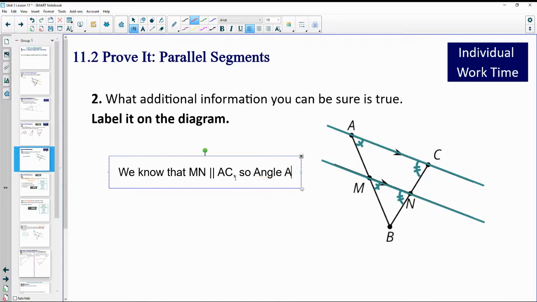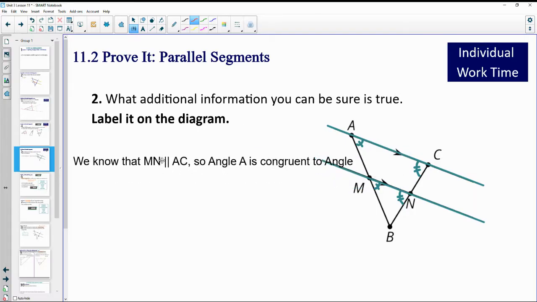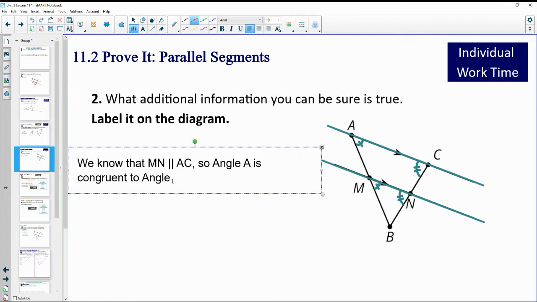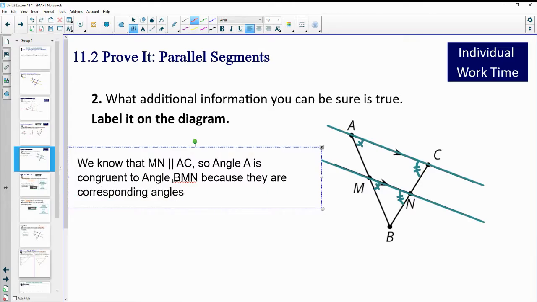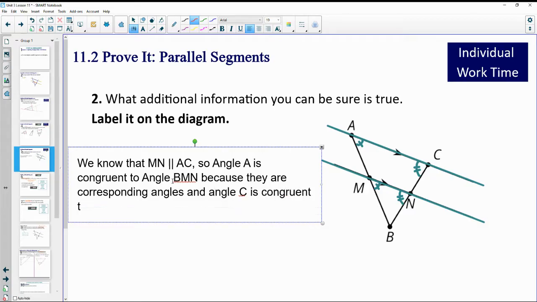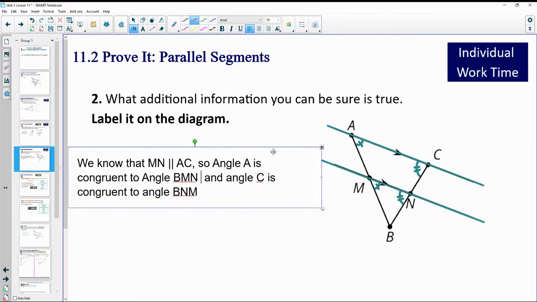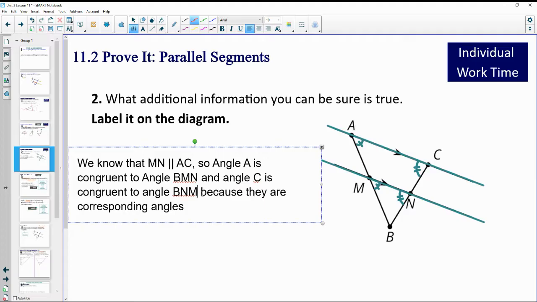So angle A is congruent to angle, and then I want it to be the little M, but there are multiple angle M's here, so I'm going to have to name it with three letters. Angle A is congruent to angle BMN, and angle C is congruent to angle BNM, because they are corresponding angles. This is the same justification for each.